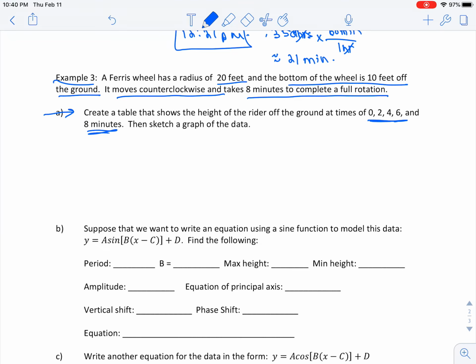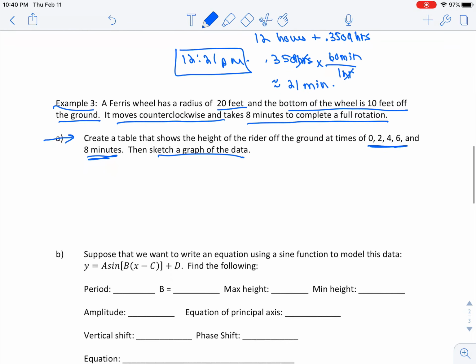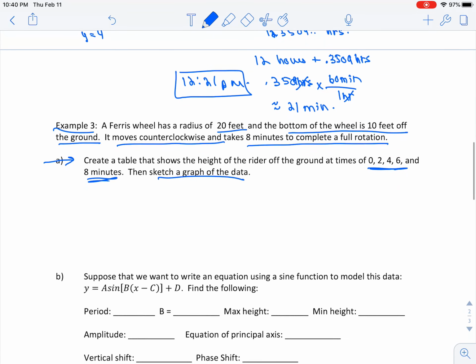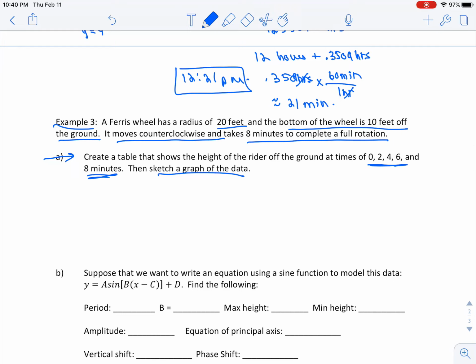And it's going to be enough for us to sketch the graph, which is what we're going to have to do next. So the first thing we want to do is really draw a picture of what this Ferris wheel looks like. The Ferris wheel has a radius of 20 feet, so let's draw something that will represent a Ferris wheel. The bottom of the wheel, which is right here, is 10 feet off the ground. So let's draw the ground right here, and here's the bottom of the Ferris wheel being 10 feet off the ground. Here's maybe the legs of the Ferris wheel. And then we know that the radius of this is 20 feet, so the distance from here to here is 20, and up to here is also 20.